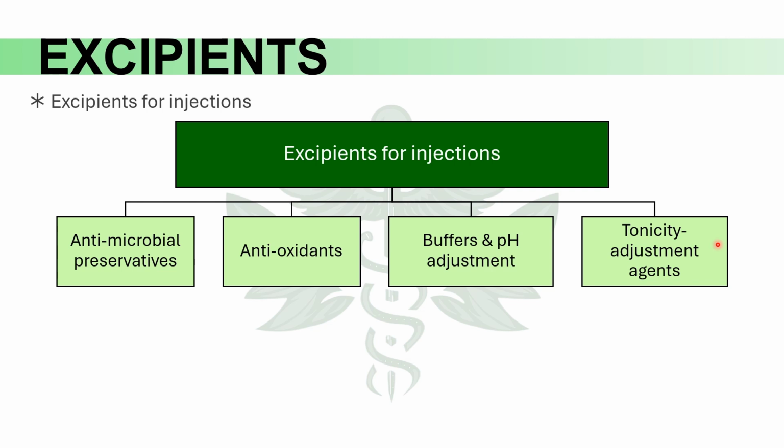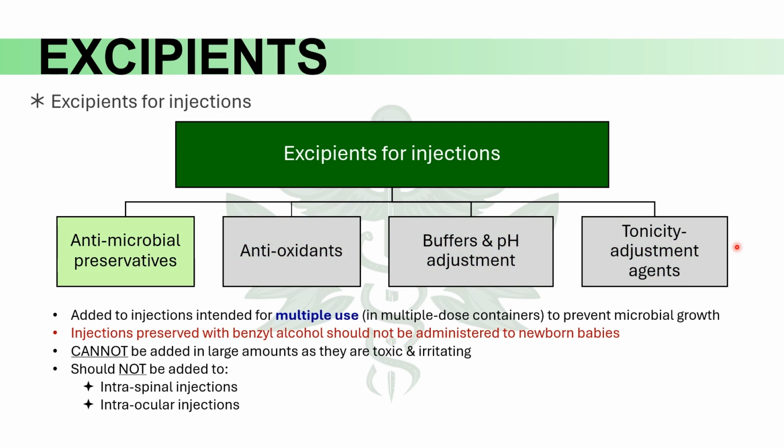Let's begin with antimicrobial preservatives. They are added to injections intended for multiple use to prevent microbial growth. If the injection is formulated with benzyl alcohol preservative, it cannot be administered to newborn babies. As previously established, they cannot be used in large amounts due to their toxic and irritating properties, and as such, they should never be added to intraspinal and intraocular injections.